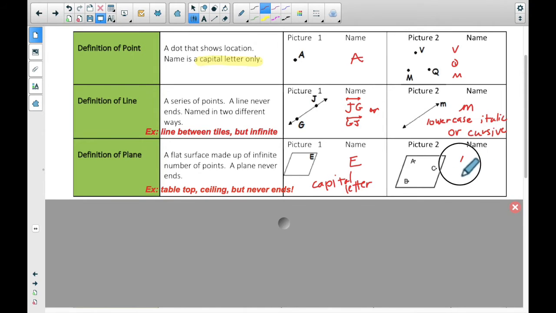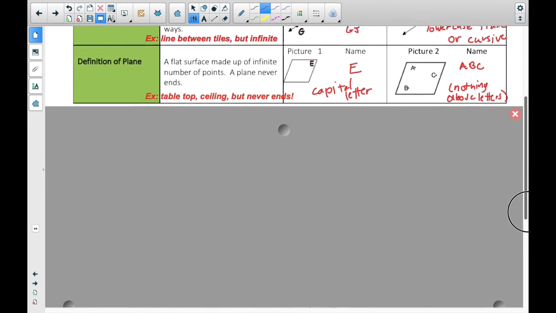Another way we can name it is we can name it with 3 points. Plane ABC. And notice on both of those instances, there's nothing above the letters. That's what that says. There's nothing above the letters. And so it's just ABC. If it's just ABC with nothing there, it means plane. Points and planes can definitely be confusing. Like I said, you have to kind of pay attention to context.